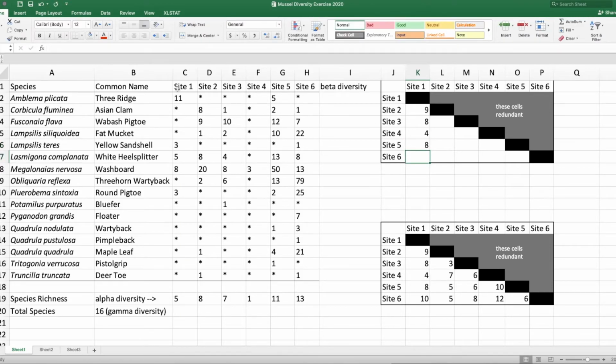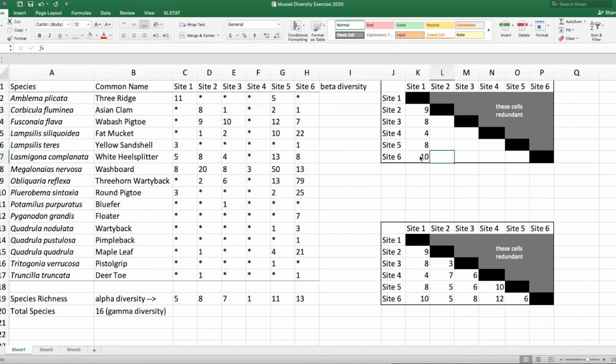And here's site 1 to site 6. So we get 1, 2, 3, not there, but there, 4, not this one, 5, not this, 6, 7, 8, 9, 10. So there's 10 as the beta diversity for site 1 to site 6.